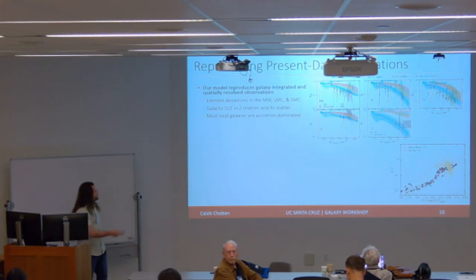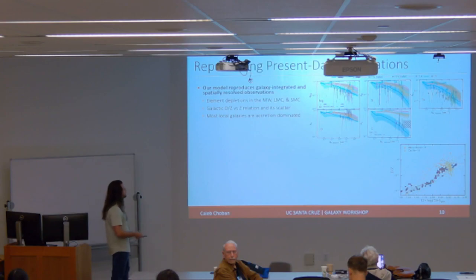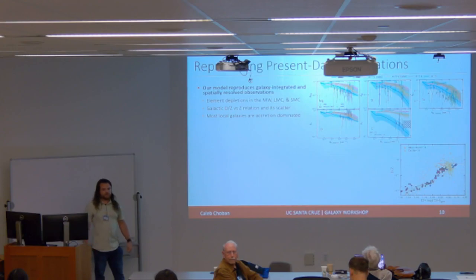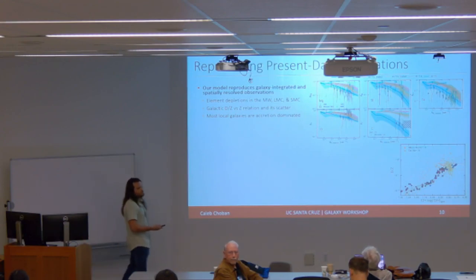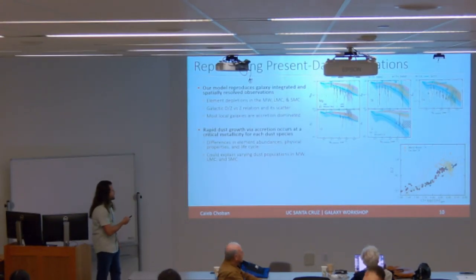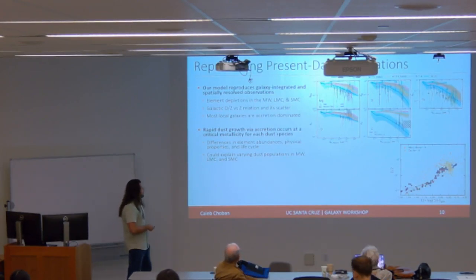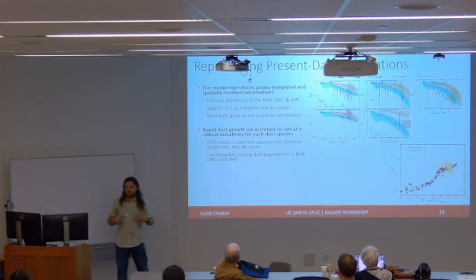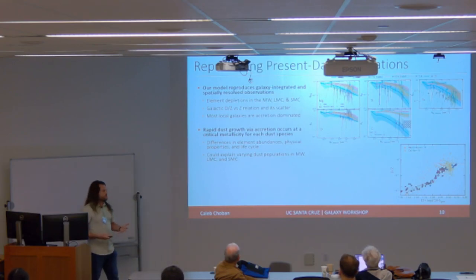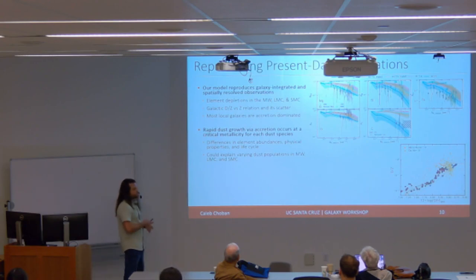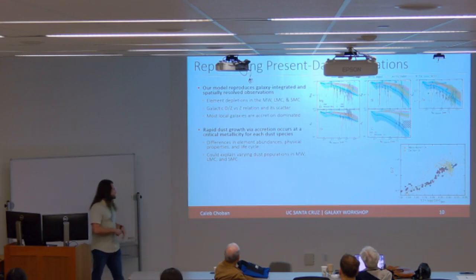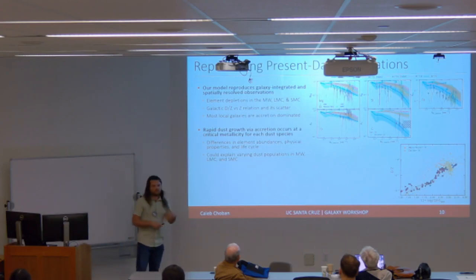Mainly, we can reproduce these galaxy-integrated observations of dust-to-metals versus metallicity, and also local observations of things like element depletions in the Milky Way, large and small Magellanic Clouds. And we find that for most local galaxies, their dust mass is dominated by the accretion process. We also have some other major findings that I just want to point out that are important for high redshift. We find that this rapid growth of dust by accretion doesn't turn on until you reach a critical metallicity threshold in your galaxy. And this critical metallicity threshold is different for different dust species. So carbonaceous dust grows at a later time than silicate dust. This is just due to differences in their elemental abundances, physical properties between these different chemical species, and also differences in their life cycles.